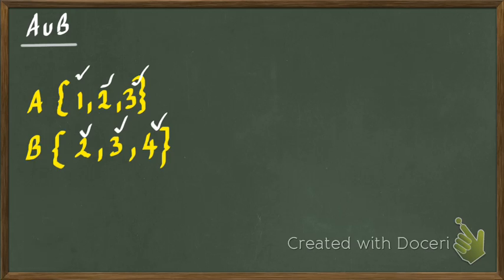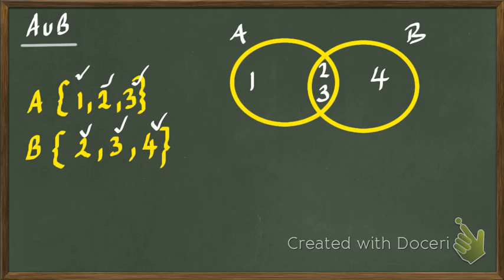So what I'm going to do is I'm going to draw up a quick Venn diagram, and hopefully this diagram graphically represents these sets here, A and B. Okay.